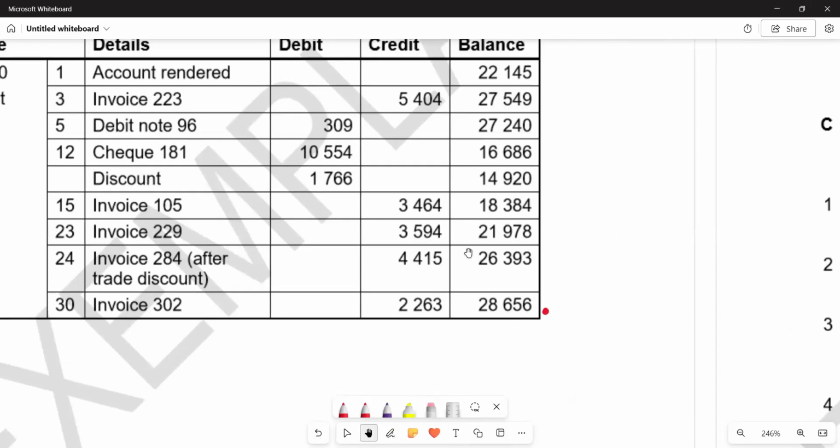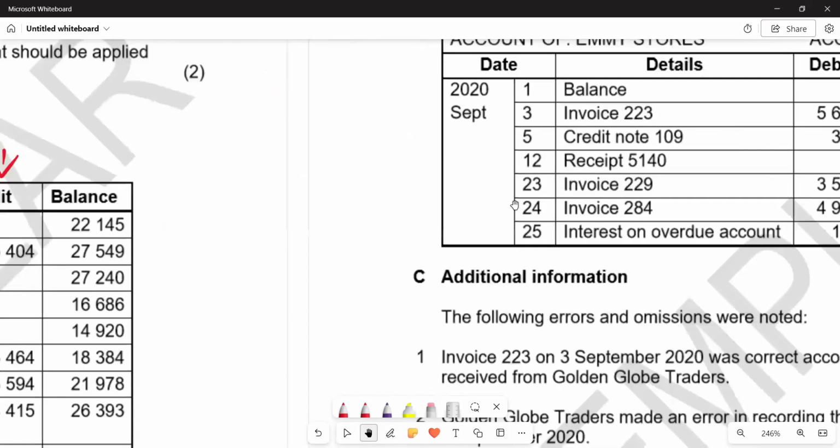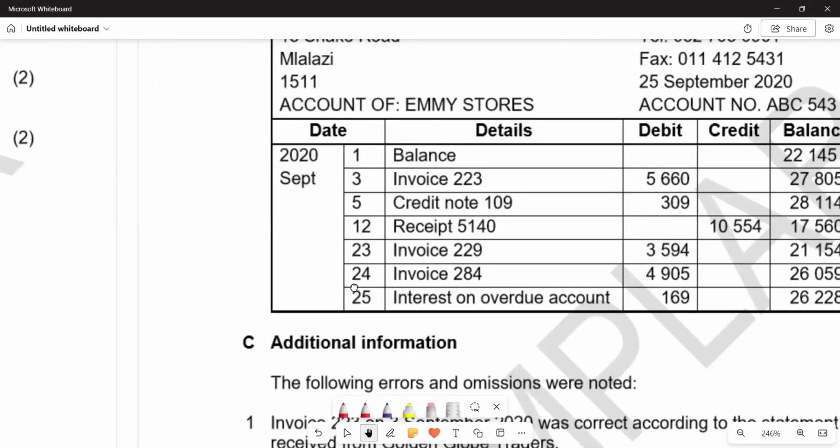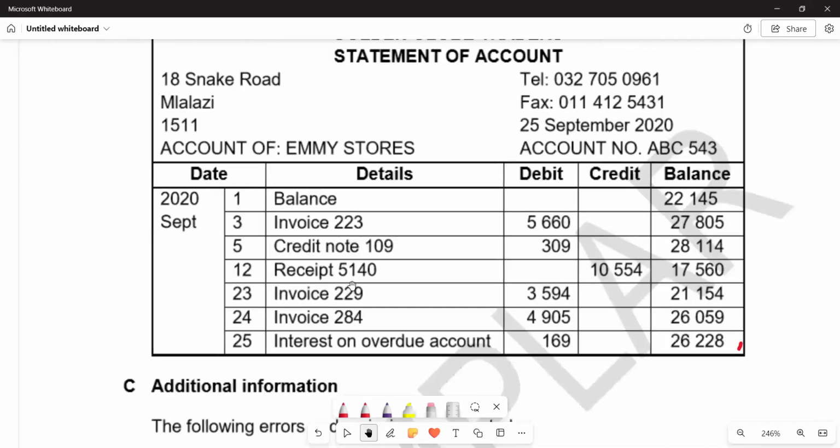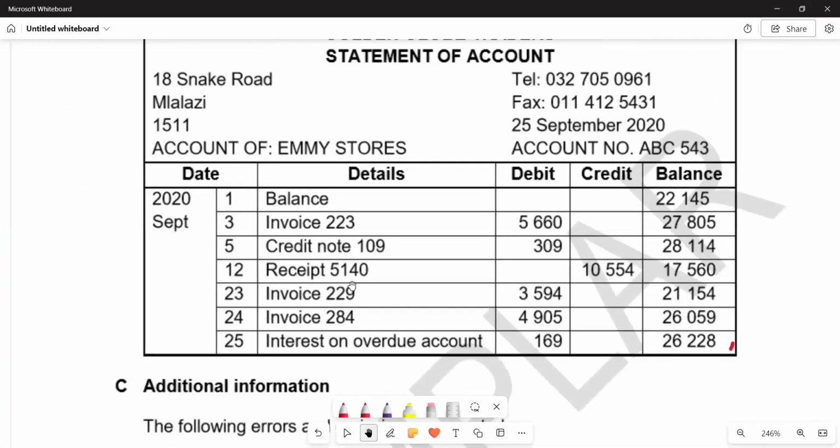So when we have such a scenario, that's when there's a need to prepare a reconciliation, whereby we are trying to reconcile the two balances so that they become the same. Because what we are saying is what should appear in the statement of account should also appear in the ledger account. So when the balances are different, there's a need for us to prepare a reconciliation so that we correct the errors and omissions that are there.